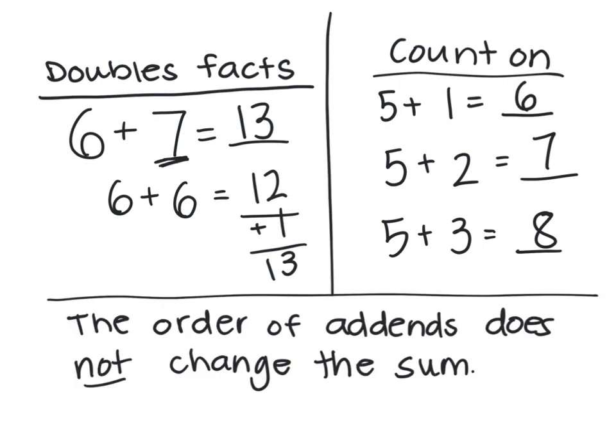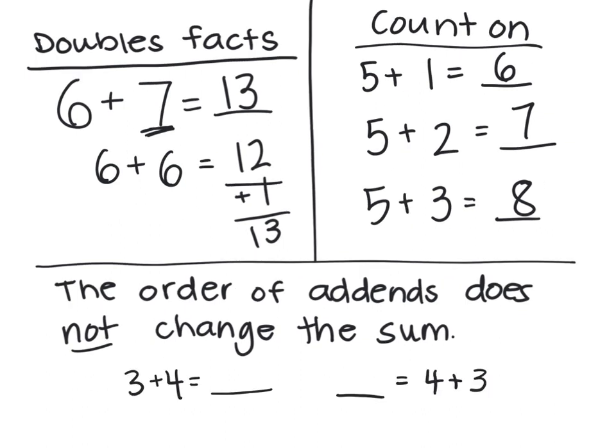Also, we learned that the order of addends does not change the sum. For example, 3 plus 4 equals what? 7 is the same thing as saying 7 equals 4 plus 3. Our addends right here, it doesn't matter if they are moved around. It still would have the same sum, which is our answer.